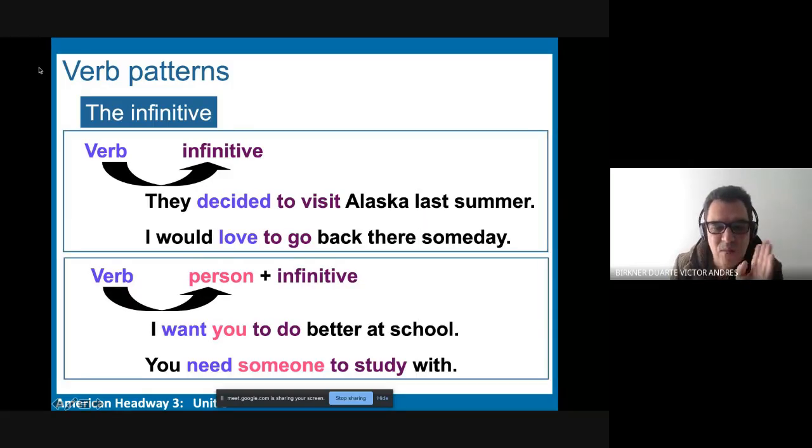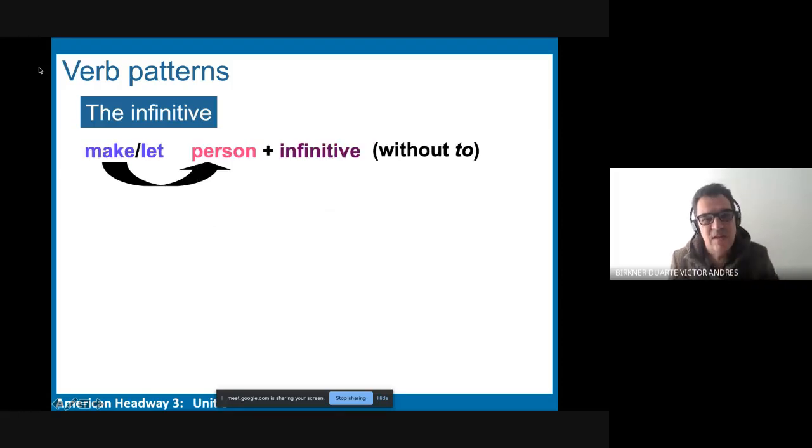I need someone to study with, right? Or you need someone to study with. In this case, we're also using the same pattern, the verb, the person, and the infinitive, right? I think this is the second most common form of using this pattern. Then we have another pattern, the infinitive, but in this case with the verbs make and let.